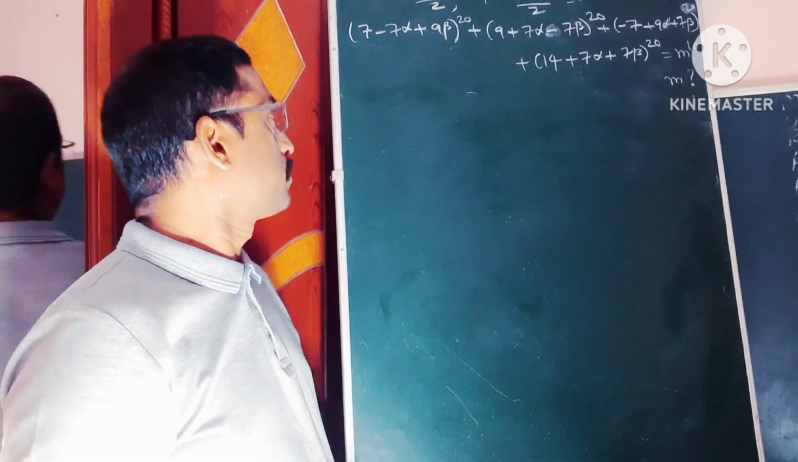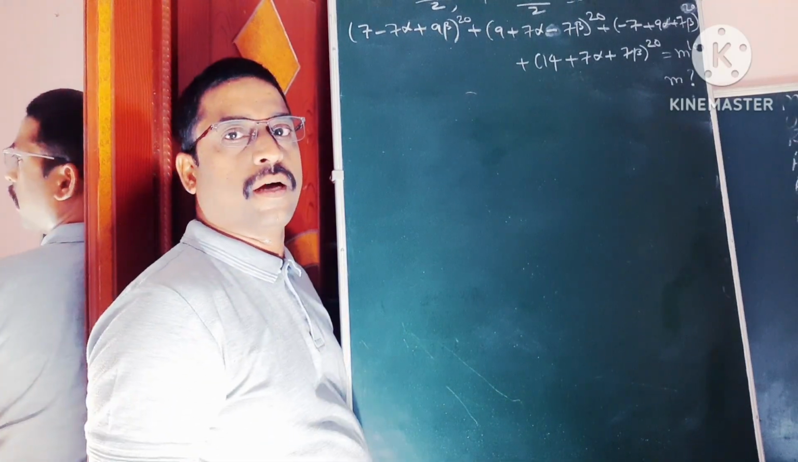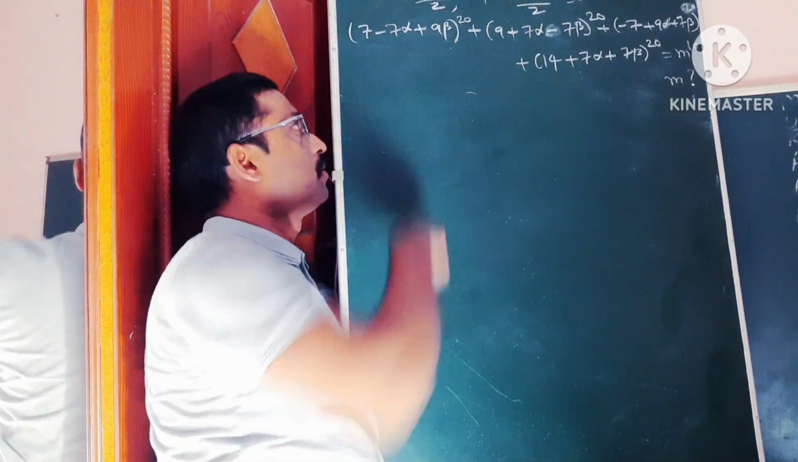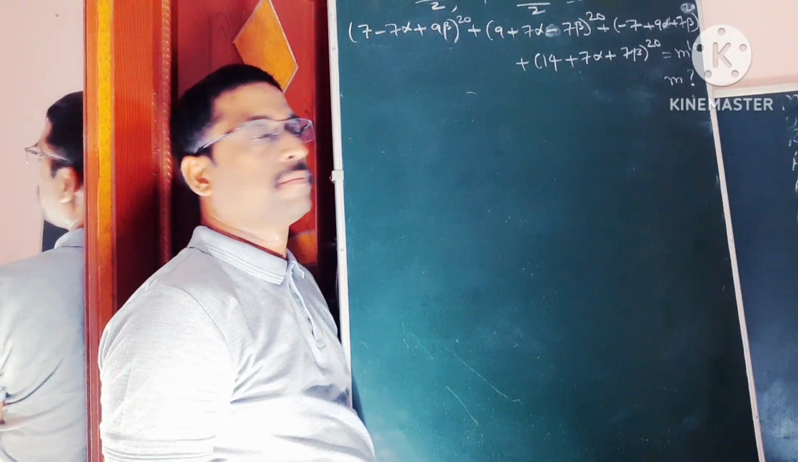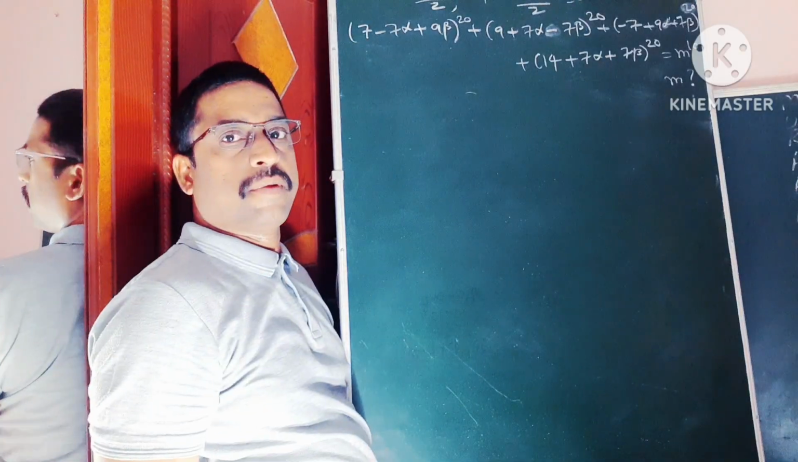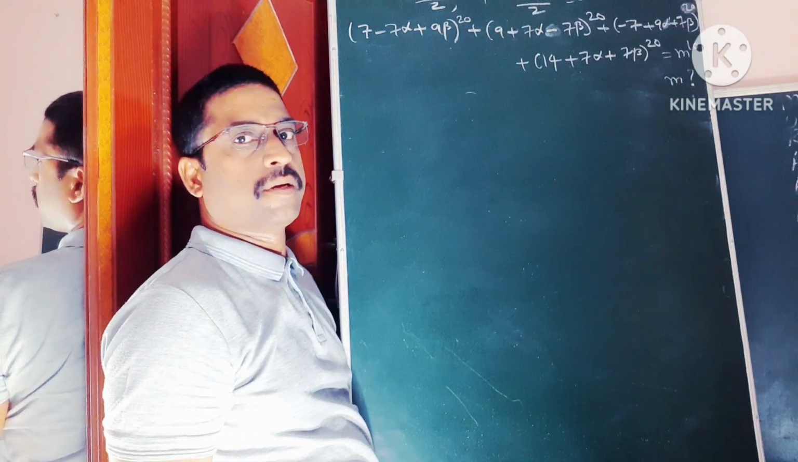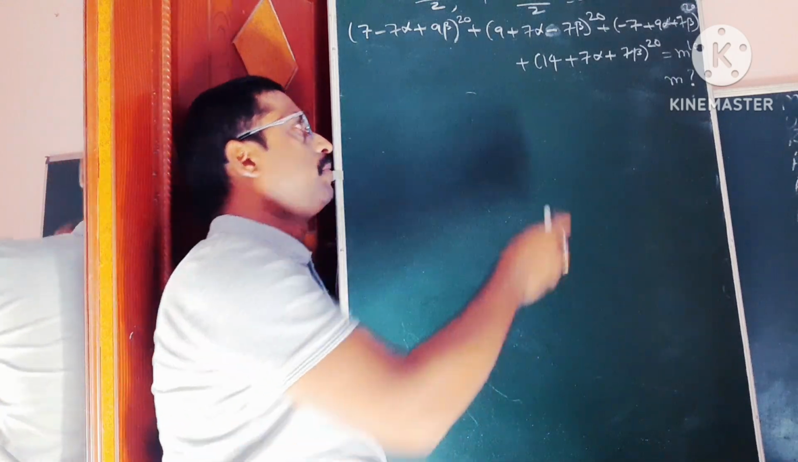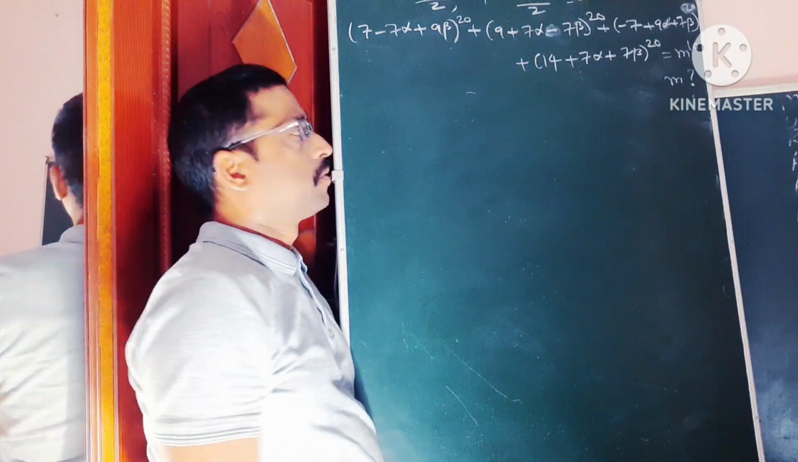Okay, now I am going to explain the next 2026 statement. So what is given here? Alpha is equal to (minus 1 plus i root 3)/2. Beta is equal to (minus 1 minus i root 3)/2. So what is the requirement here? (7 minus 7 alpha plus 9 beta) whole to the power 20 plus (9 plus 7 alpha minus 7 beta) whole to the power 20 plus (minus 7 plus 9 alpha plus 7 beta) whole to the power 20.